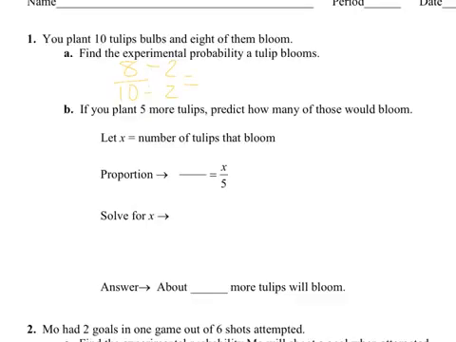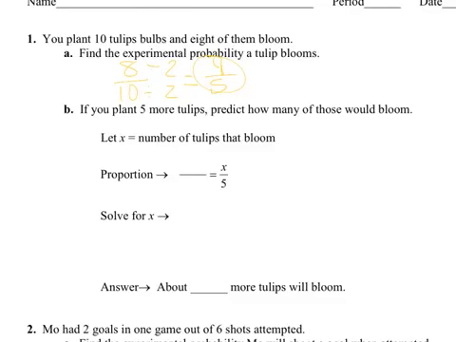8 divided by 2 is 4, and 10 divided by 2 is 5. So there's a 4 out of 5 chance that your tulips will bloom. So let's check out part B. Part B says if you plant 5 more tulips, predict how many of those would bloom.